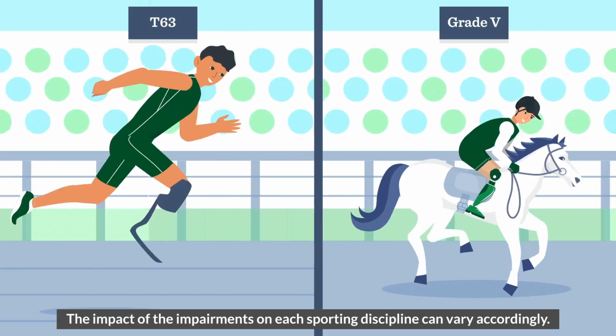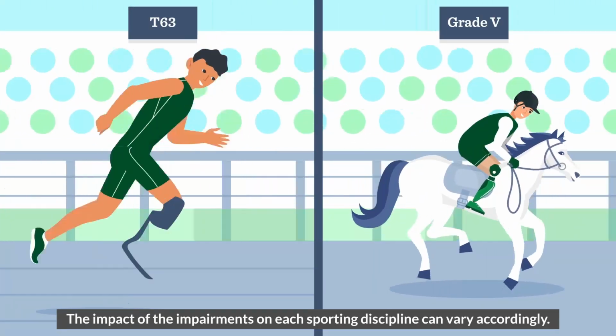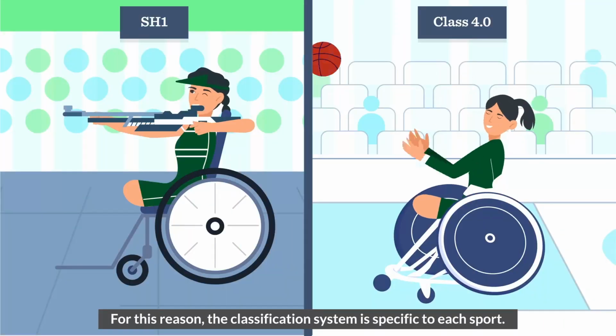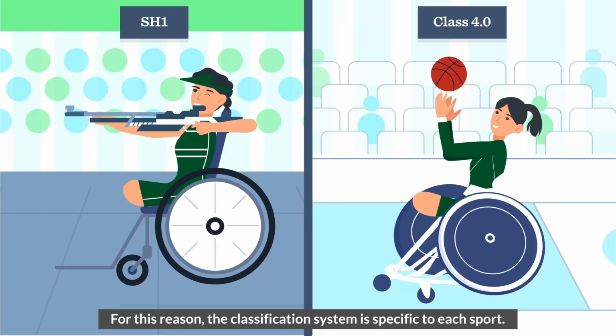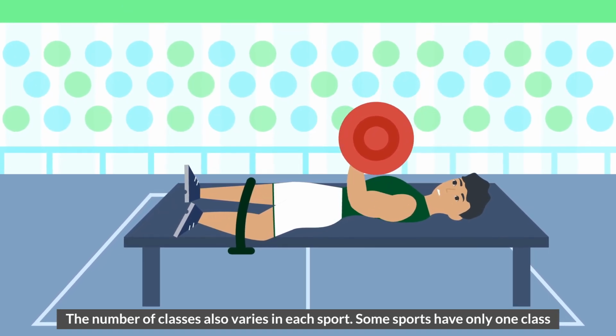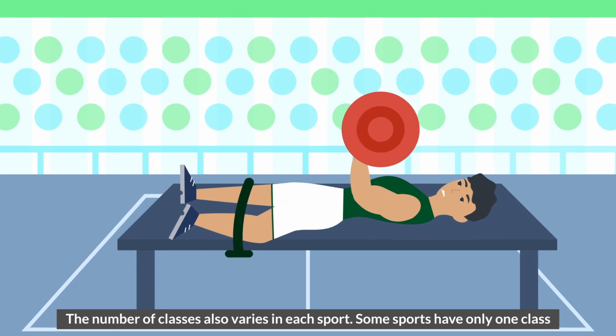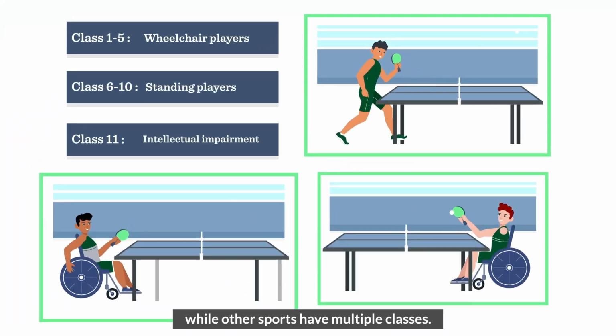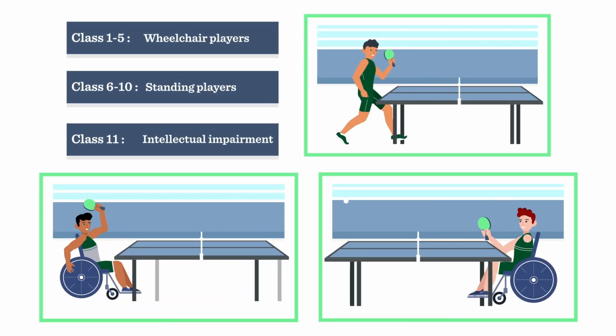The impact of impairments on each sporting discipline can vary accordingly. For this reason, the classification system is specific to each sport. The number of classes also varies in each sport. Some sports have only one class, while other sports have multiple classes.